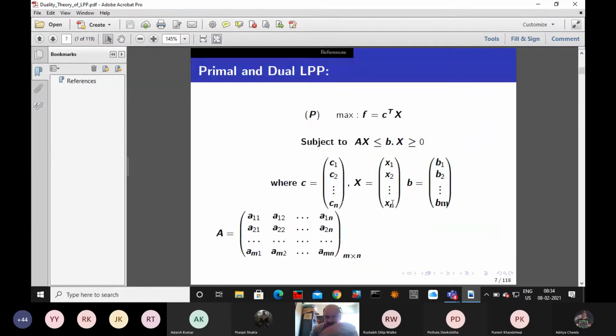The simplest model is like this. We have a linear programming problem with a maximization type objective function. We have constraints: there are m number of inequations, of type 1, and n number of decision variables.